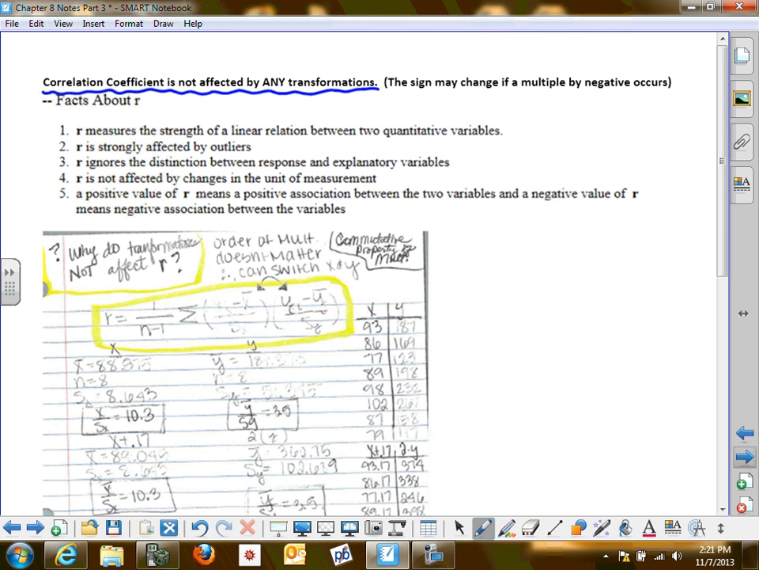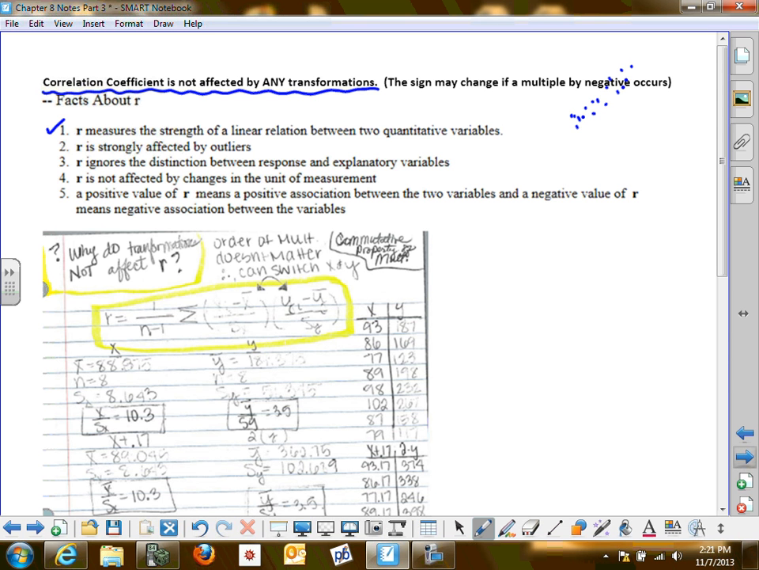So, here we go. Number 1, would you say that the correlation coefficient is the thing that measures the strength of the linear relationship between those items? Is that what correlation coefficient is doing? Yes. It's clustering around a line.